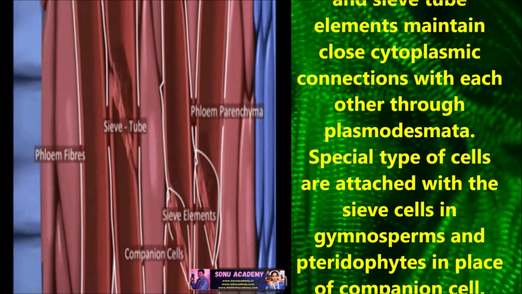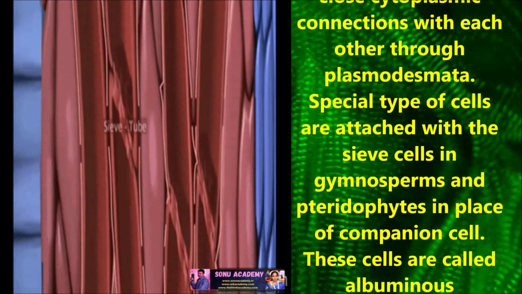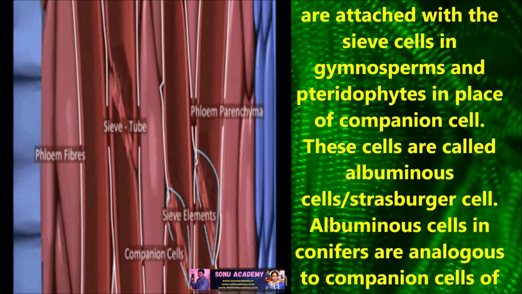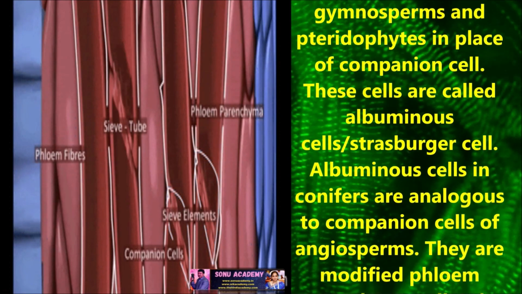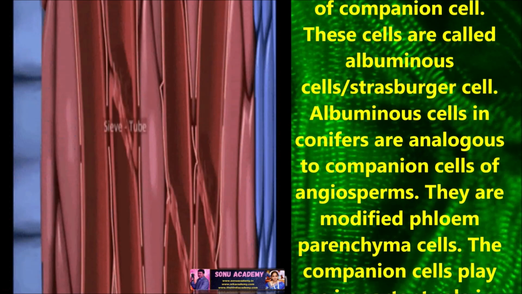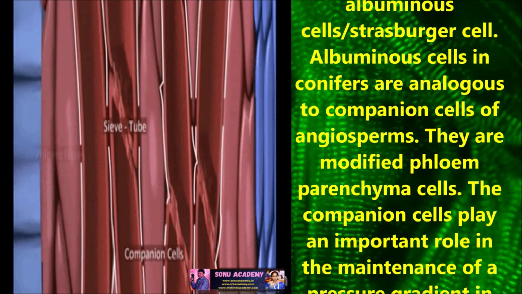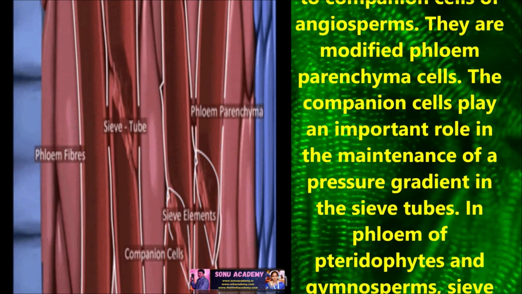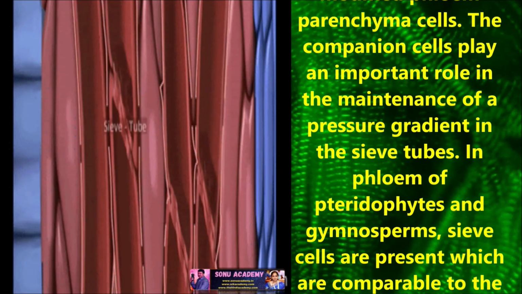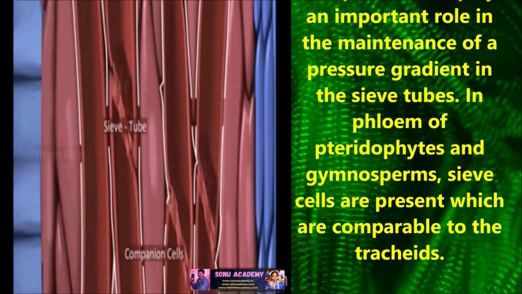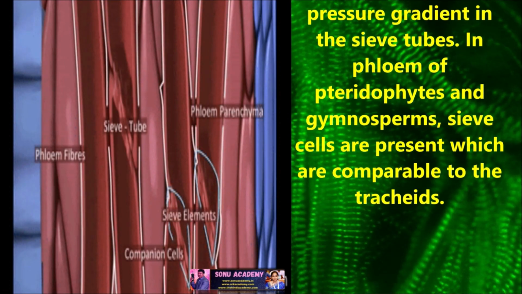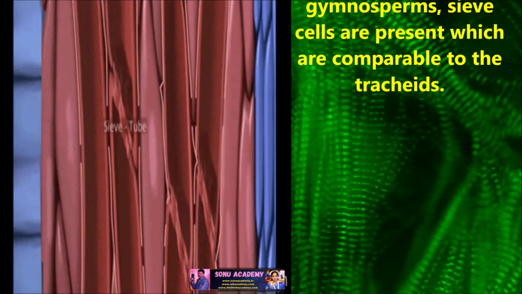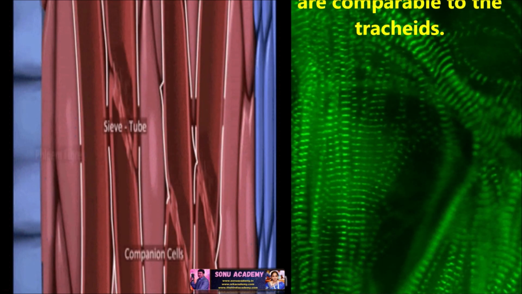A special type of cells is attached to the sieve cells in gymnosperms and pteridophytes in place of companion cells. These cells are called albuminous cells or Strasburger cells. The albuminous cells in conifers are analogous to companion cells of angiosperms. They are modified phloem parenchyma cells. The companion cells play an important role in the maintenance of a pressure gradient in the sieve tube. In phloem of pteridophytes and gymnosperms, sieve cells are present which are comparable to the tracheids.